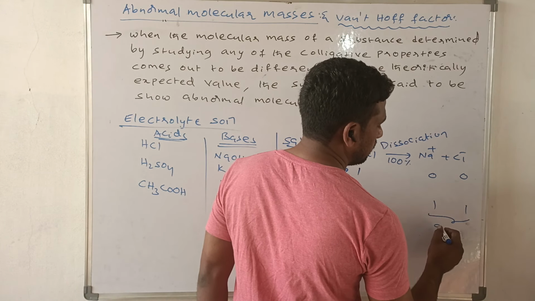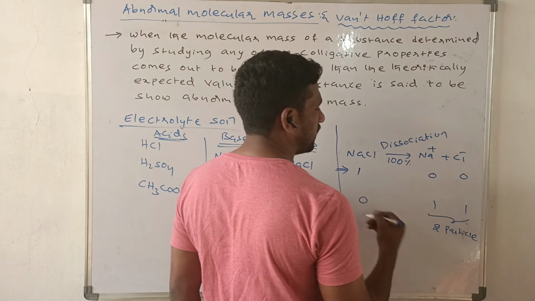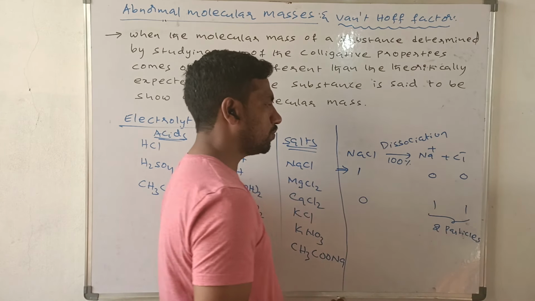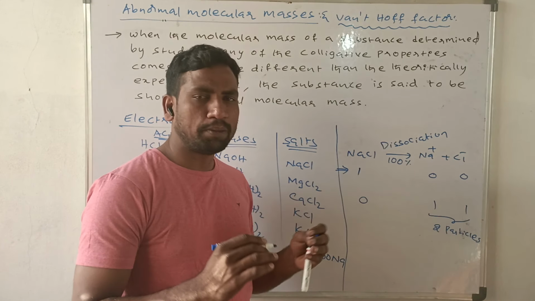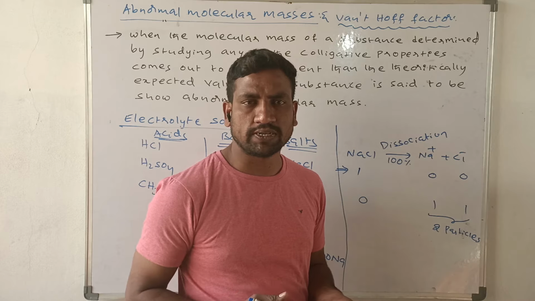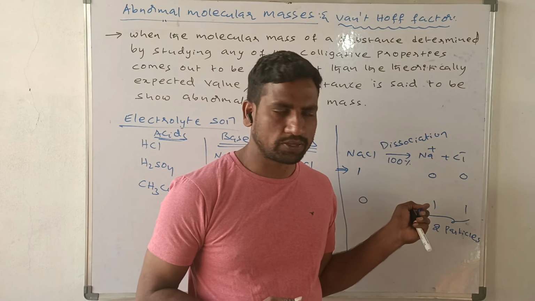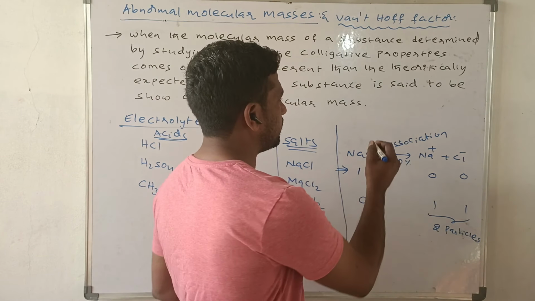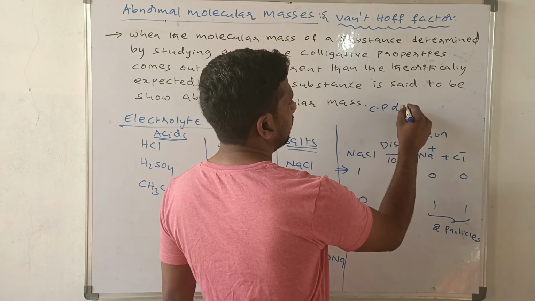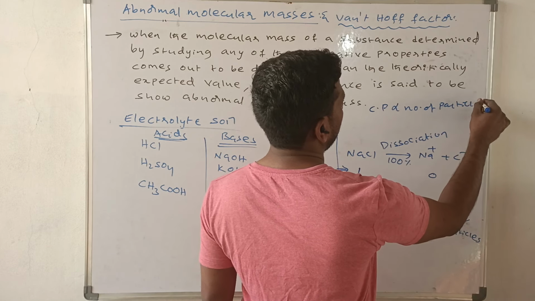How many particles are there? Two particles. Initially only one particle is there. So the number of particles increases in the solution. The number of particles is increasing in the case of the sodium chloride solution. You know that colligative properties are directly proportional to the number of particles.